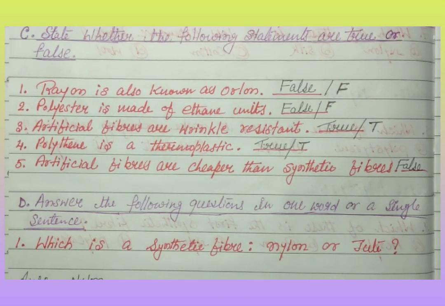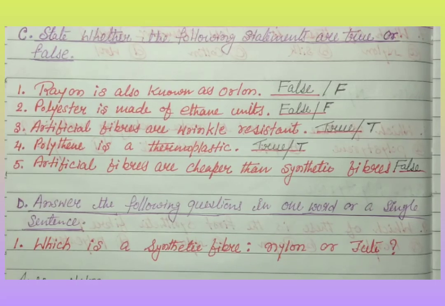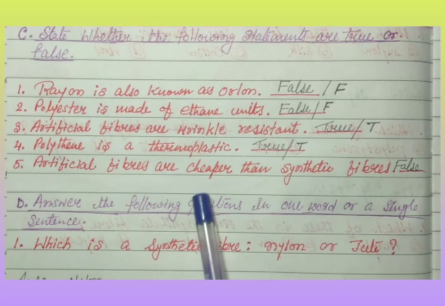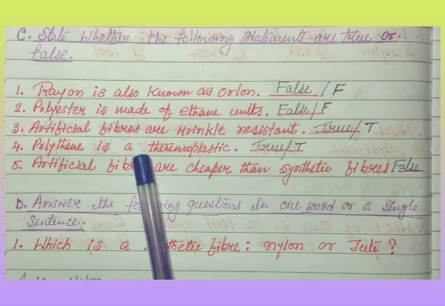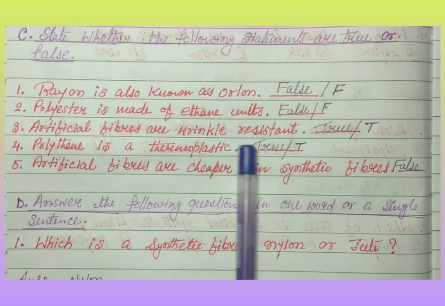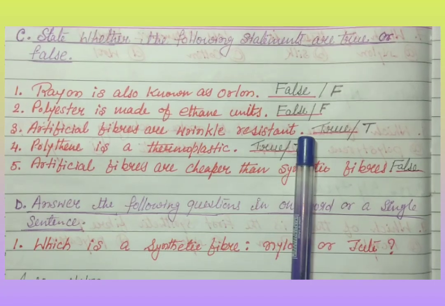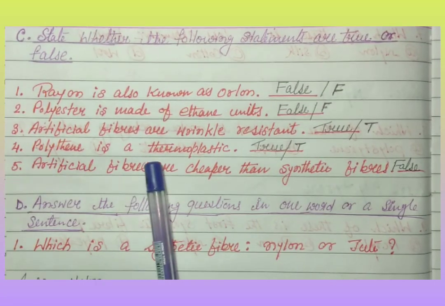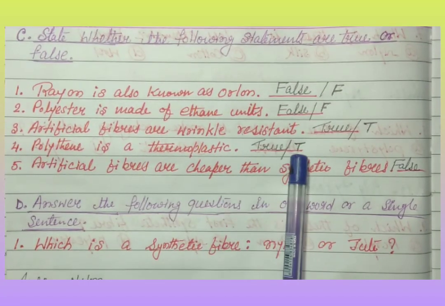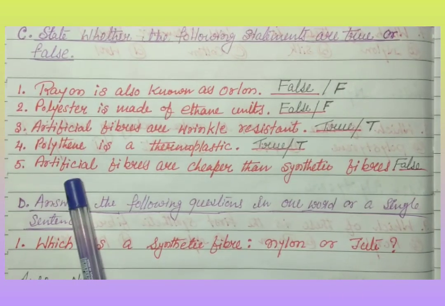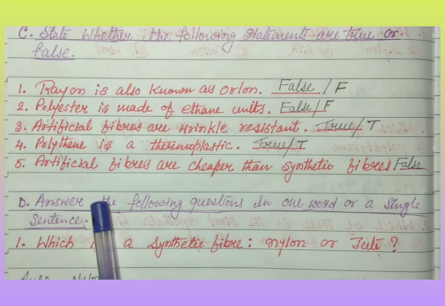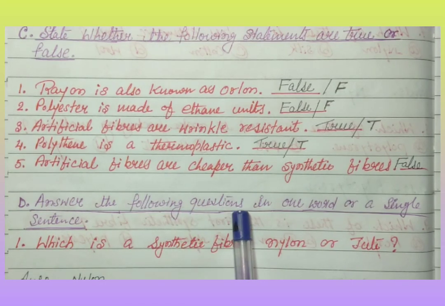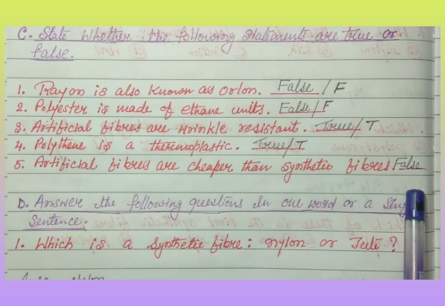State whether the following statements are true or false. Rayon is also known as Orlon. False. Polyester is made up of ethane units. False. Artificial fibers are wrinkle resistant. True. Polythene is a thermoplastic. True. Artificial fibers are cheaper than synthetic fibers. False.